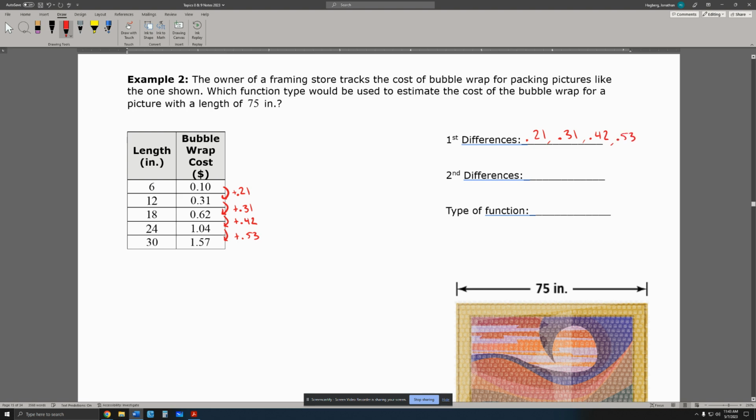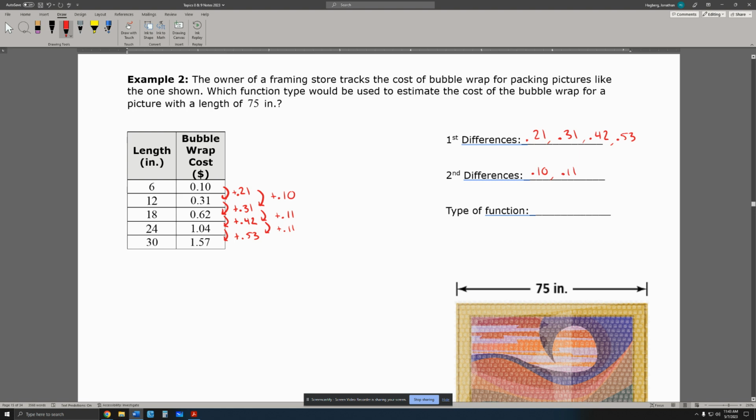Let's check the second differences. To get from 0.21 to 0.31, we add 0.1. To get from 0.31 to 0.42, we add 0.11. And finally, to get from 0.42 to 0.53, we add 0.11. So the second differences are 0.1 and 0.11. These are pretty much the same thing.